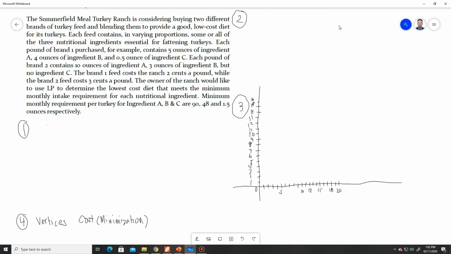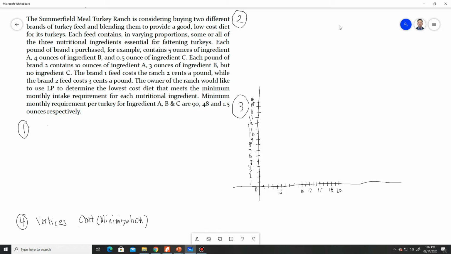Each pound of brand 2 contains 10 ounces of ingredient A, 3 ounces of ingredient B, but no ingredient C. The brand 1 feed costs the ranch 2 cents a pound, while the brand 2 feed costs 3 cents a pound. The owner of the ranch would like to use linear programming to determine the lowest cost diet that meets the minimum monthly intake requirement for each nutritional ingredient. Minimum monthly requirement per turkey for ingredients A, B, and C are 90, 48, and 1.5 ounces respectively.